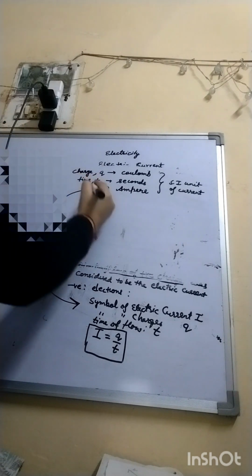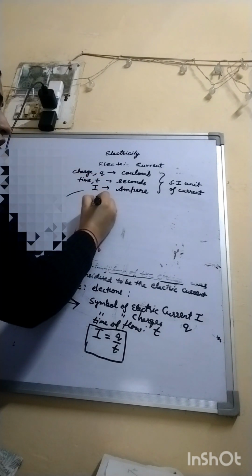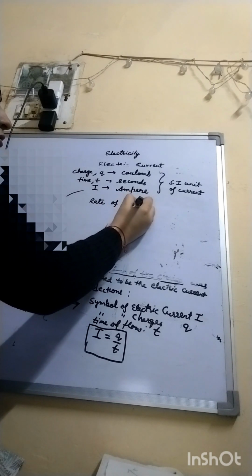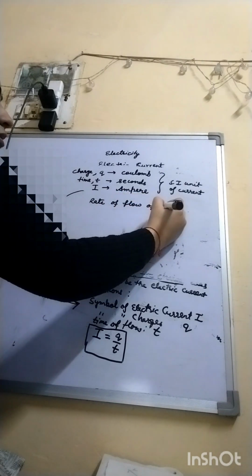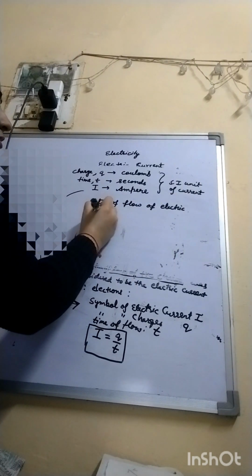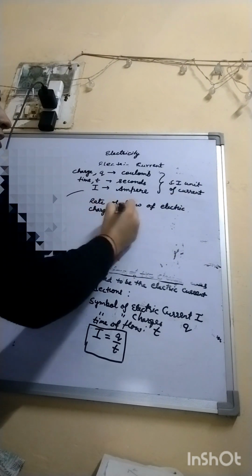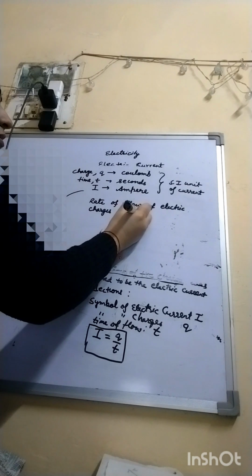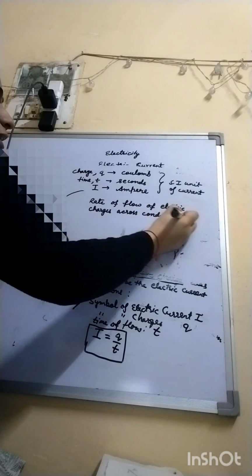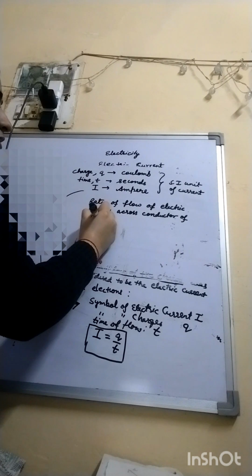The other definition is the rate of flow of electric charges across a conductor of any cross-sectional area.